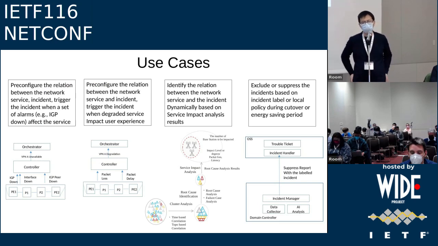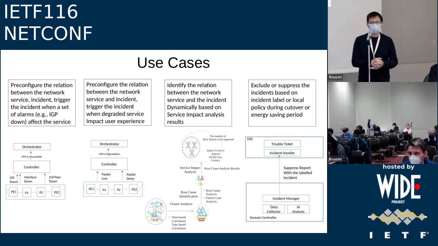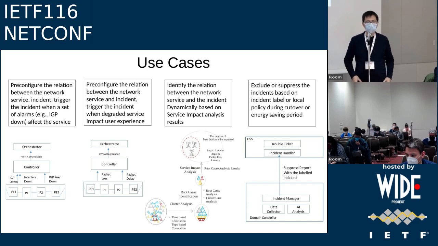Also, I want to highlight several use cases. We have 4 use cases. You can see the first 2 use cases relate to VPN service troubleshooting. When you get a VPN deployed and you need to do troubleshooting for the VPN service, here we give these 2 very similar use cases. You need to pre-configure the relationship between the network service and the incident. In both cases the network service is a VPN-A instance, and the network incident can be VPN-A unavailable or VPN-A degradation.